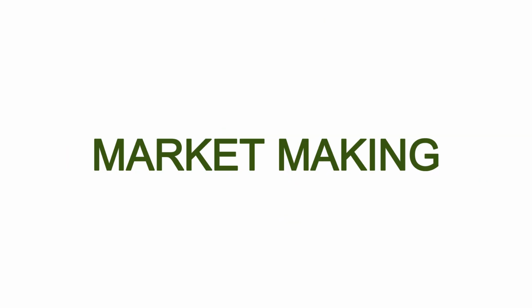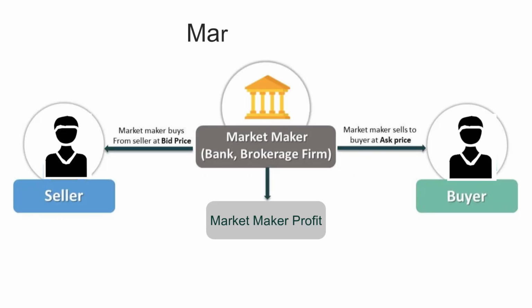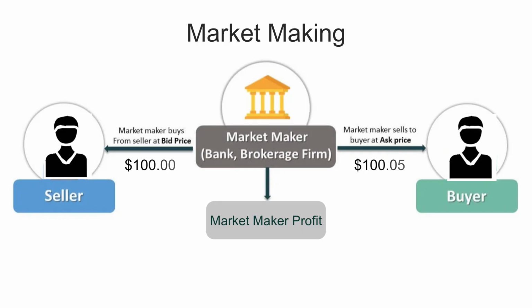The first one is market making. Market making is one of the oldest and most fundamental strategies in high frequency trading. At its core, a market maker provides liquidity by constantly placing both buy and sell limit orders on an exchange. The goal is very simple: to make profit from the bid and ask spread.